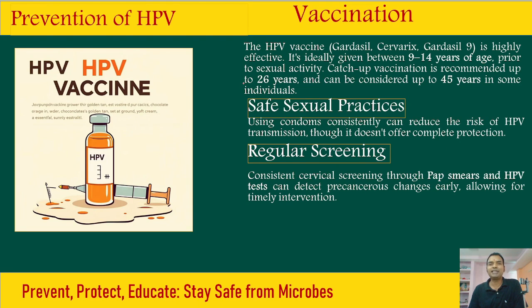Prevention: there are several methods. Number one, I will discuss vaccination. The HPV vaccines like Gardasil, Cervarix and Gardasil 9 are highly effective. They are ideally given between 9 and 14 years of age, prior to sexual activity. Catch-up vaccination is recommended up to 26 years and can also be considered up to 45 years. But it is very important to vaccinate between 9 and 14 years of age, prior to sexual activity.